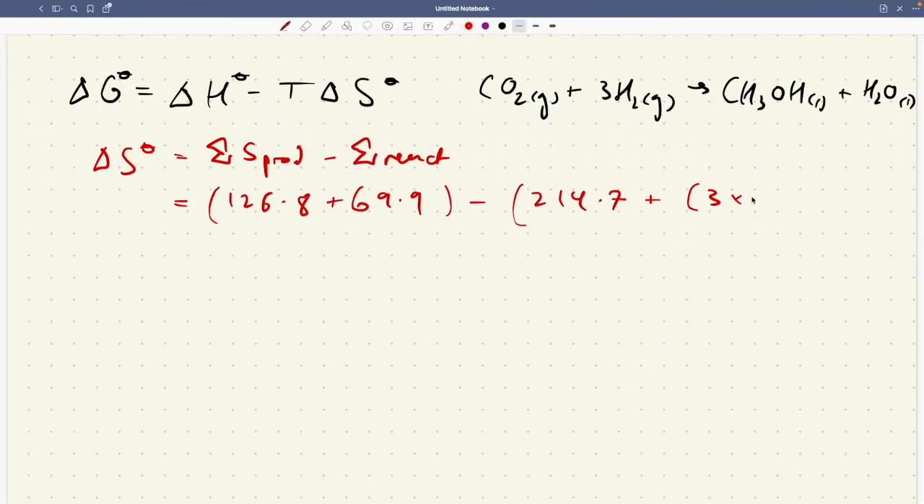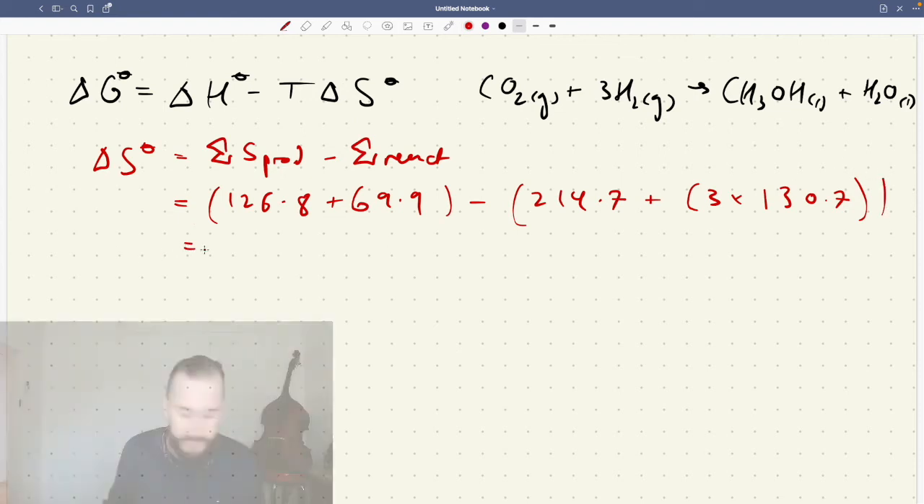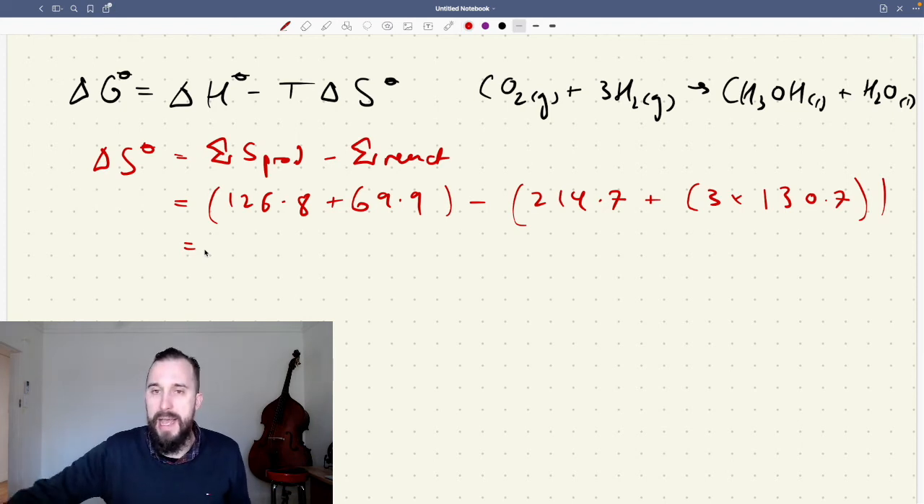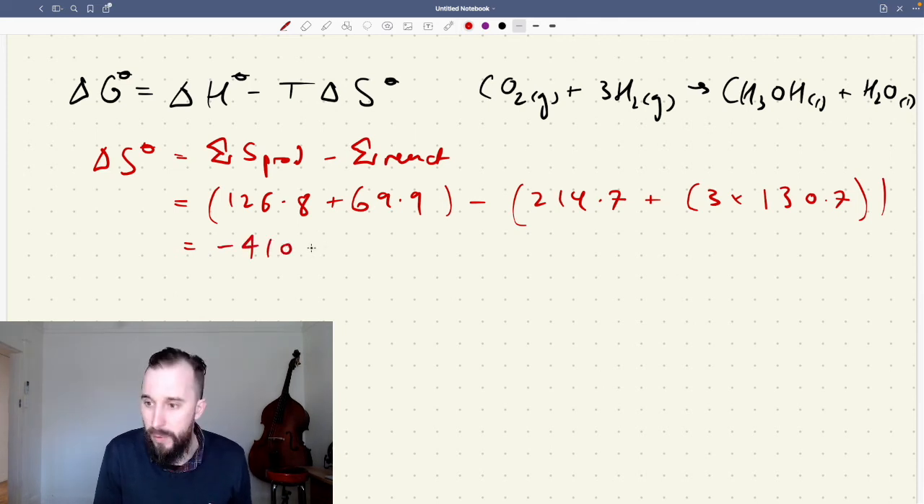130.7. So 3 times 130.7. And we're going to plug all of this into Old Faithful here, which gives us 126.8 plus 69.9 minus 214.7 plus 3 lots of 130.7 to get an entropy change of minus 410.1 joules per Kelvin per mole.